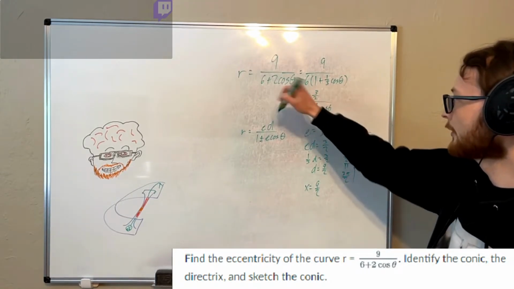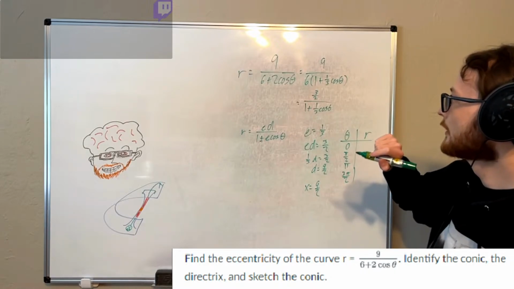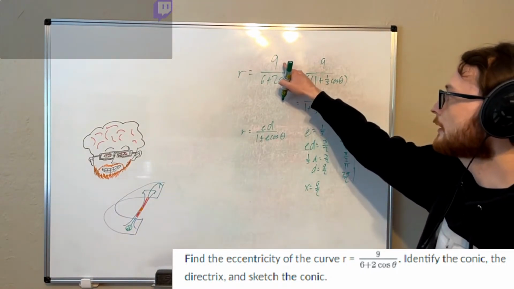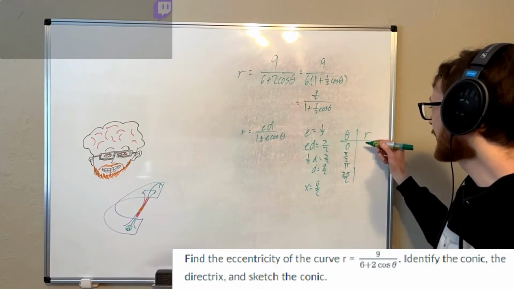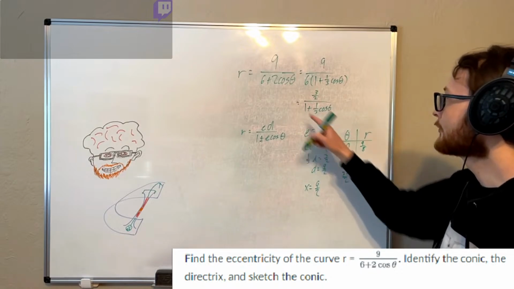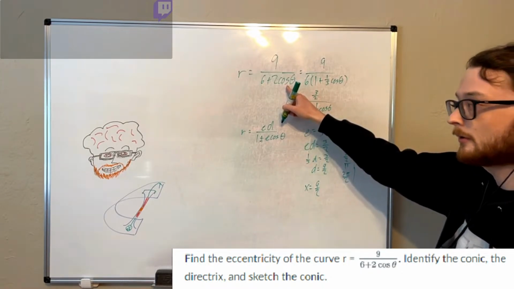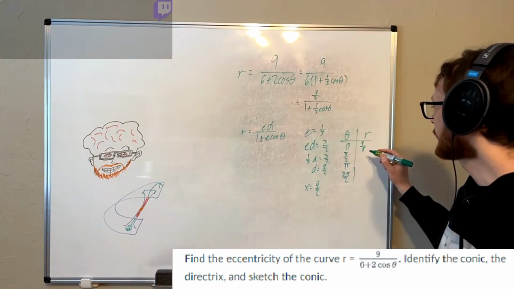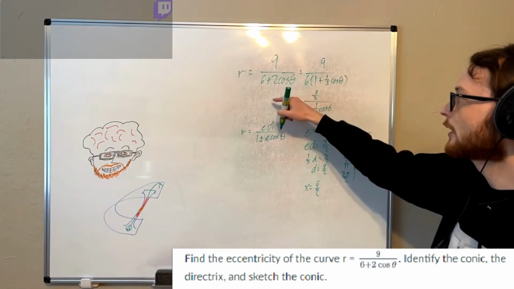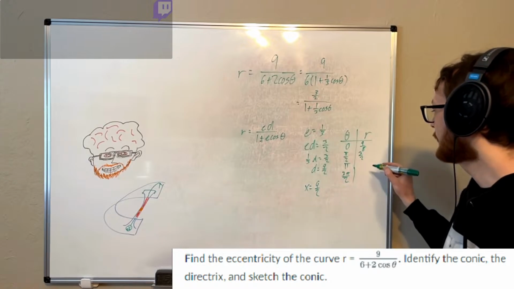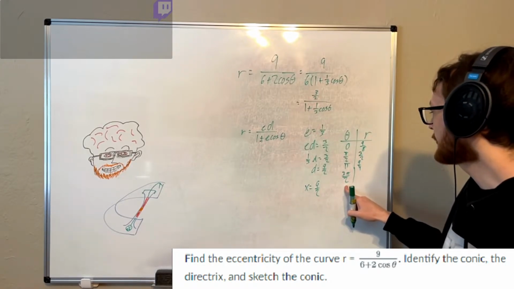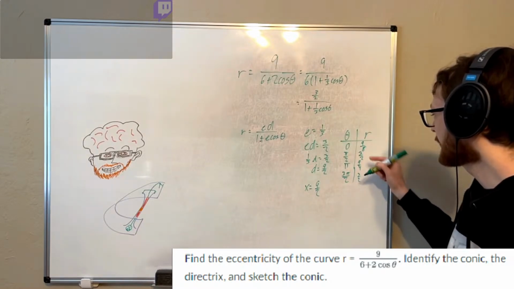When theta equals 0, cosine of 0 is 1. So we get 9 over 6 plus 2, which is 9 over 8. Cosine of pi over 2 is 0. So we get 9 over 6, which is 3 over 2. Pi, cosine of pi is negative 1. So 9 over 6 minus 2 is 9 over 4. Cosine of 3 pi over 2 is 0, which gives 3 over 2, same as pi over 2.